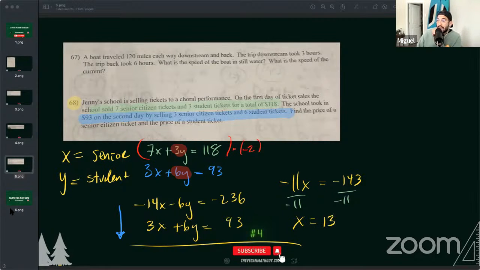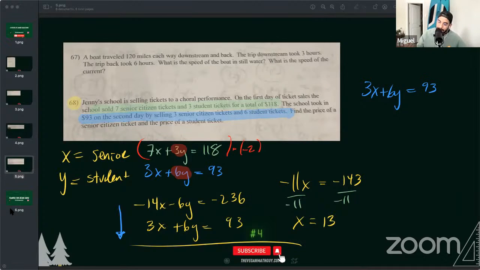Perfect. So keep in mind, this is senior citizens: 13. They're asking for the price, so this will be $13, and we'll write that as our answer at the very end. So we have the value of x. How do we find the value of y? Plug it into any of the equations, whether you want the first one or the second one, totally up to you. No reason for choosing this one, but I just want the second equation. So 3x plus 6y is equal to 93.